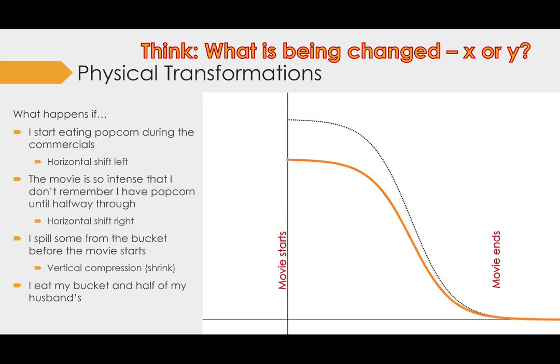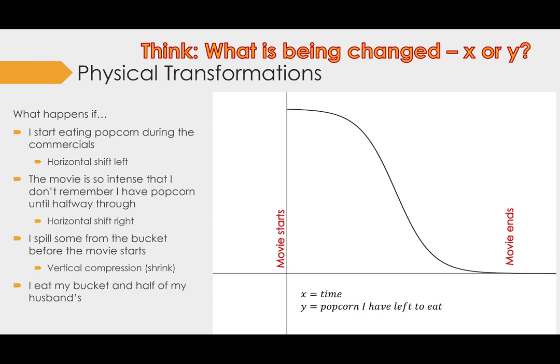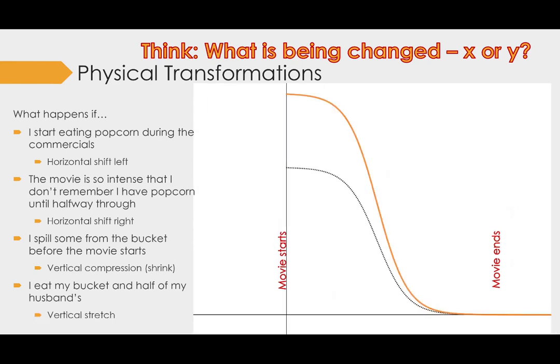And if I eat from my husband's bucket of popcorn as well, then it's going to be a larger amount of popcorn that I end up eating. So that is either a vertical compression when I don't have as much popcorn, or a stretch when I have more popcorn that I can eat. Lucky me. So when you do this assignment, I want you to think about that question.